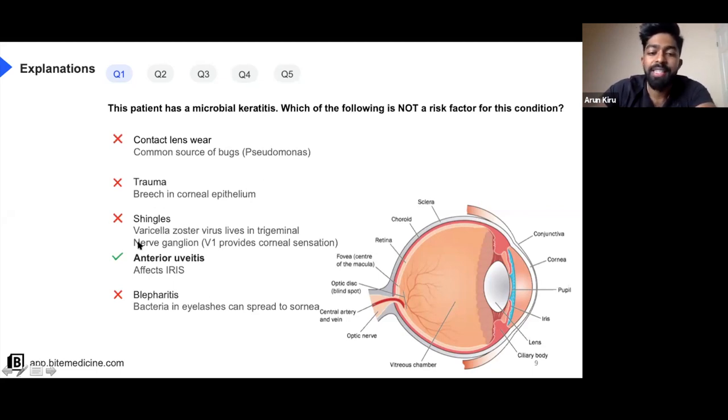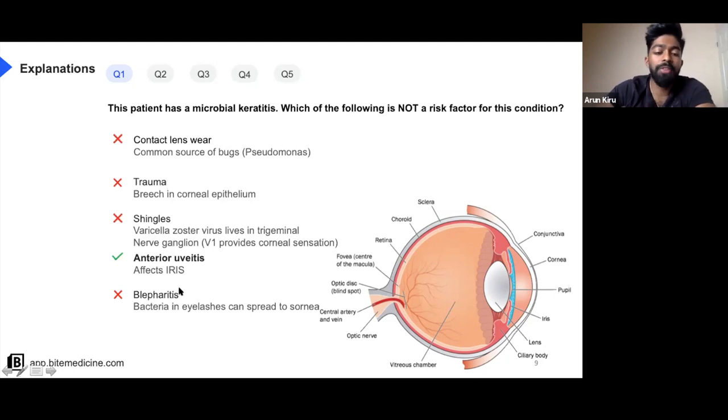Remember that. Anterior uveitis: itis means inflammation. Anterior uvea, remember the three parts of the uvea: the choroid, the ciliary body, and the iris. The anterior part is the iris. So inflammation of the iris wouldn't necessarily cause a microbial keratitis. There's no infective process here. Remember that. Here we know the bugs, here we're opening a space for bugs to enter, here there's a virus. This is literally inflammation of the iris, so it wouldn't cause something on the cornea.